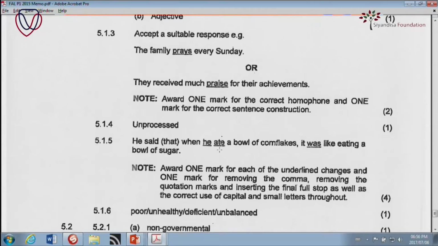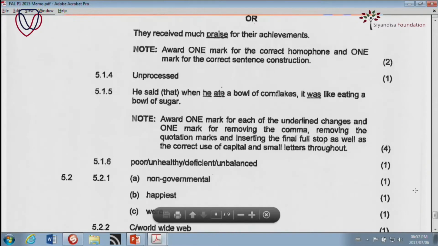He said that when he, please note the pronoun has changed, ate, the tense has changed, and was, the tense has changed. And then you notice this is a 4-mark question. Look at that mark allocation, 4 marks. That's a lot of marks for one question. It's the most marks that can be awarded for one question. And look at your memo instructions. 1 mark for each of the underlined changes. In other words, pronoun, tense, and tense. And 1 mark for removing the comma, removing quotation marks, inserting the full stop, and so on, as well as the correct use of capital and small letters throughout.